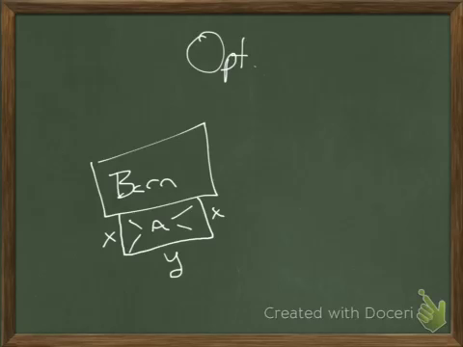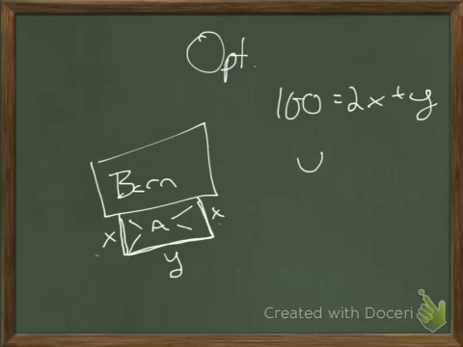Alright, so we know that 100 equals 2x plus y, because we have 100 yards of this fence, and there's two x's and a y. That makes enough sense right there. We can also say that y equals 100 minus 2x, because that's just moving this y over and that 100 over, and we can do that around an equal sign.